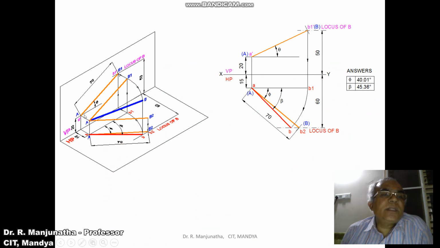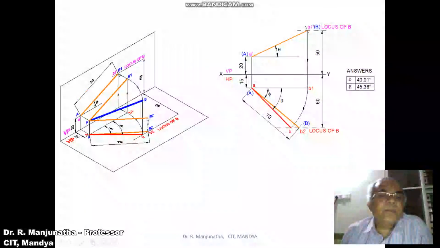Now we know that the true length is 70 mm. So we have A 15 mm in front of VP and B1 is also in front of VP by 15 mm, and we have got the true length line. When it is looked at from the front view, you will get the image here, that is A dash B1 dash. And similarly, A dash is above HP by 20 mm and B2 is also above HP by 20 mm. So this is the line which is parallel to HP. So we are getting the true length when it looks from the top view.